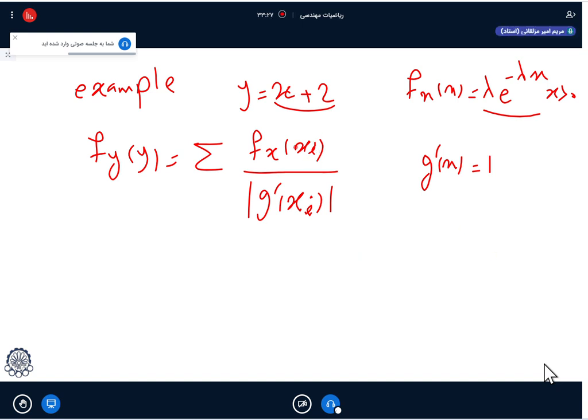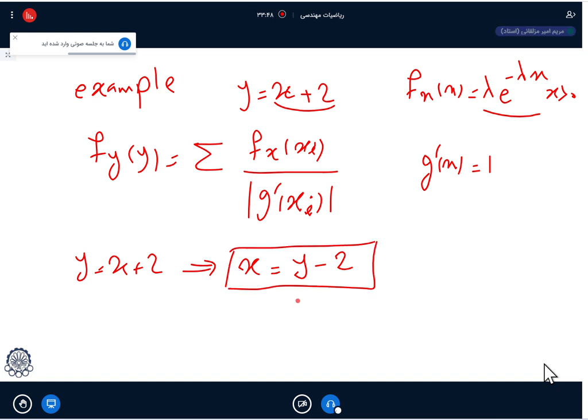Okay, but what's x_i? x_i is the expression of x in terms of y. So here we have y is equal to x plus 2. If we want to express x as a function of y, we have this equation: x is equal to y minus 2. This function is invertible, so we have only one x_i that we call x1. So here we don't have this summation because we have only x1.